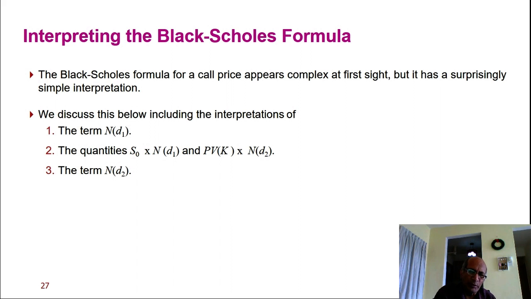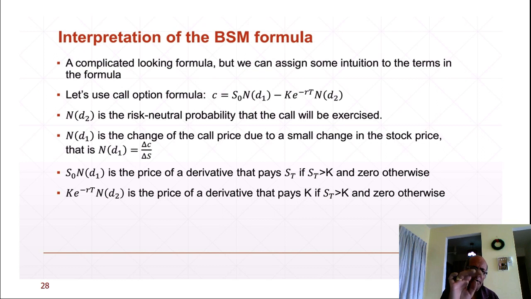What do you mean by ND1? And then the quantity S0 times ND1 is one part of the equation. And the second part of the equation, where you subtract, is the present value of the K times ND2. Naturally, when you describe what is ND1, you have to describe what is ND2. Well, we'll look into it one by one.